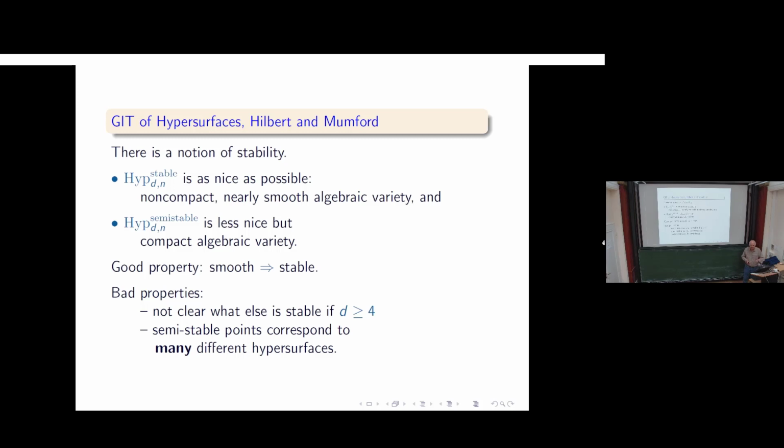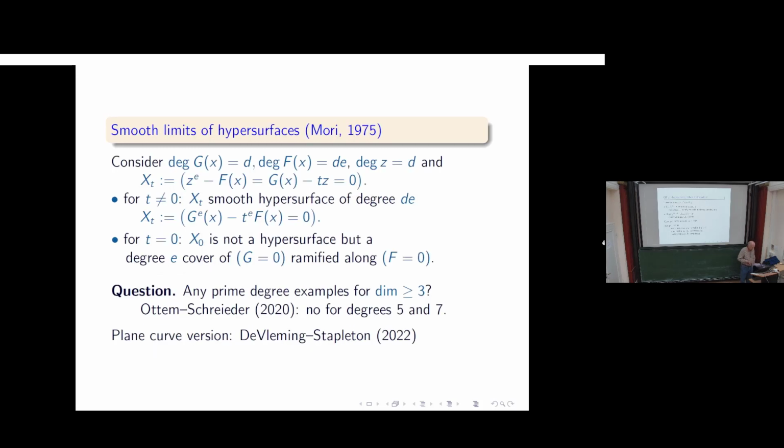Other than that, it is very hard to decide whether a hypersurface is stable or not, or is semi-stable or not. And then the other problem is that a point of this space, a semi-stable point, corresponds to lots of non-isomorphic hypersurfaces. In some sense, there's an optimal way of choosing one, but it's not exactly built right into this. So that means that it has some compactification issues. The boundary is not as nice as one would like.